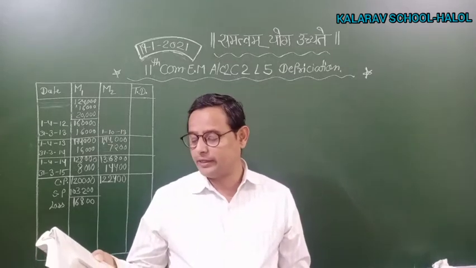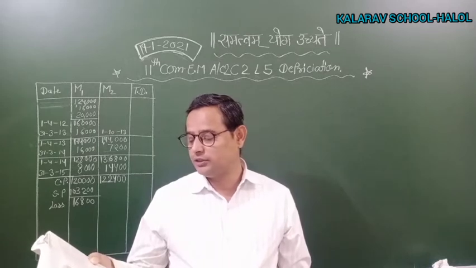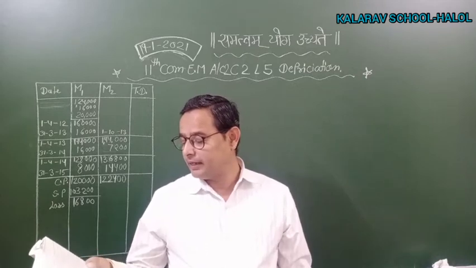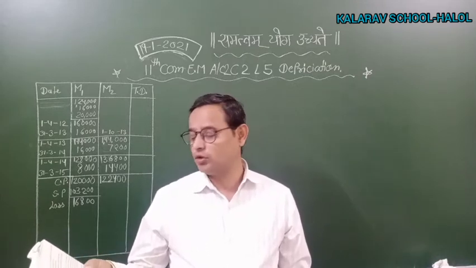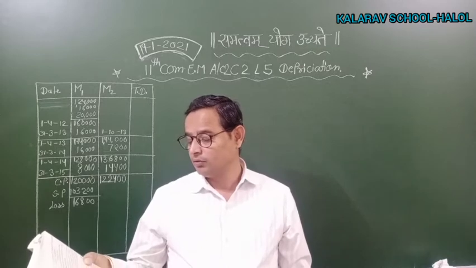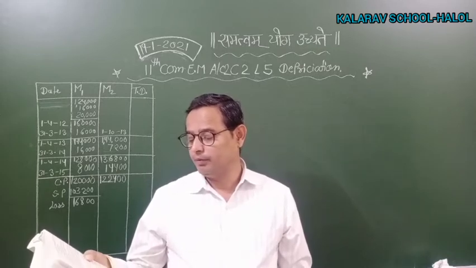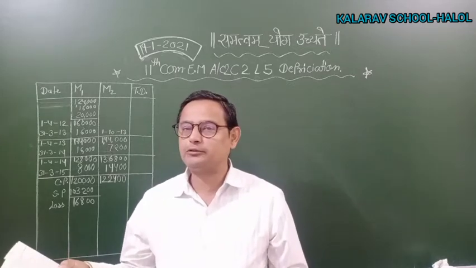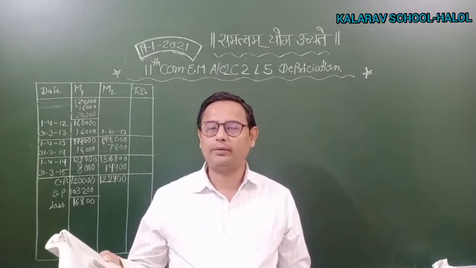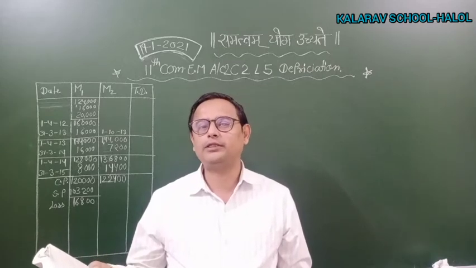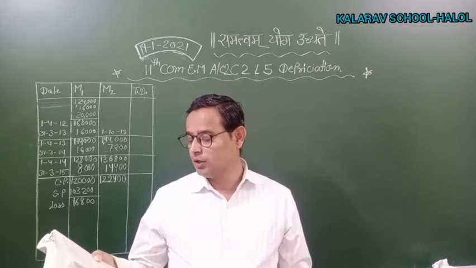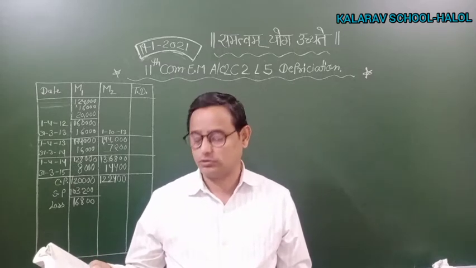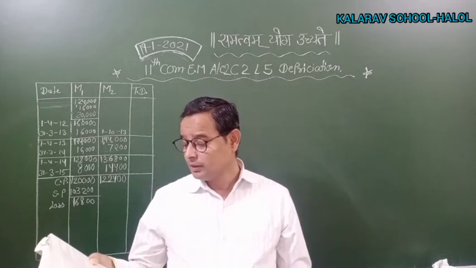The carriage and installation expense of this machine was 16,000. The repairing expense of the machine was 20,000, incurred before putting this machine into production. Means this much initial expense was incurred on the machinery which was purchased for 1,24,000. So all these expenses we will add to the original cost. First thing.